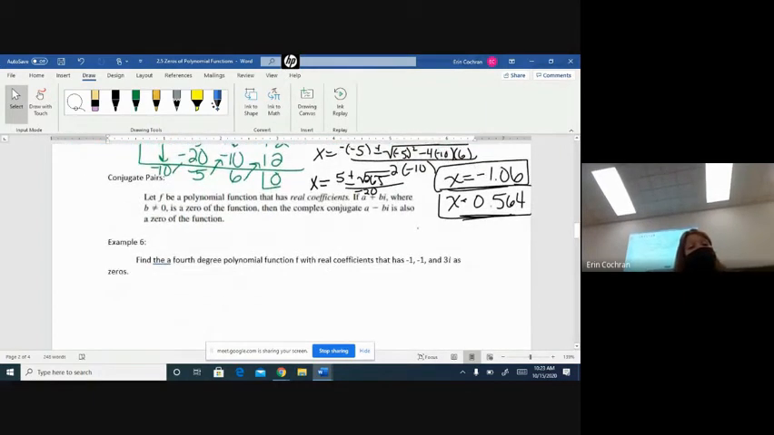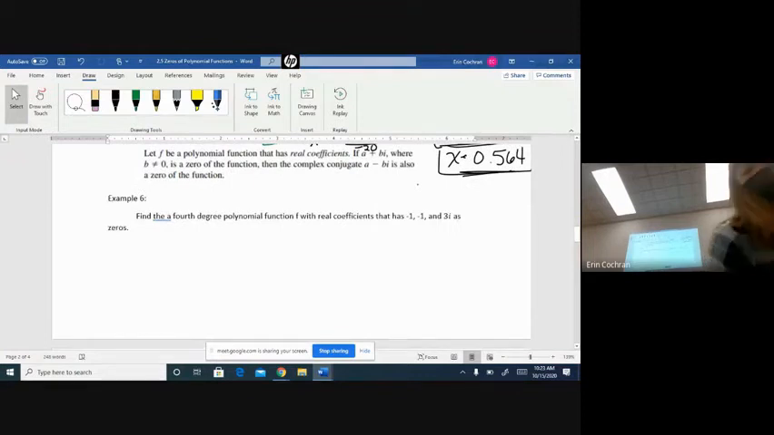All right. Conjugate pairs. Do we know what conjugate pairs are again? If I have 1 minus i, what's its conjugate? 1 plus i. If we have 2 minus 3i, its conjugate would be 2 plus 3i, right? So the conjugate just changes the sign in the middle of it. Now, we're going to use those conjugates when we're writing our actual roots, whether they're real or imaginary. So, find the 4th degree polynomial function f with real coefficients that has -1, -1, and 3i as zeros.